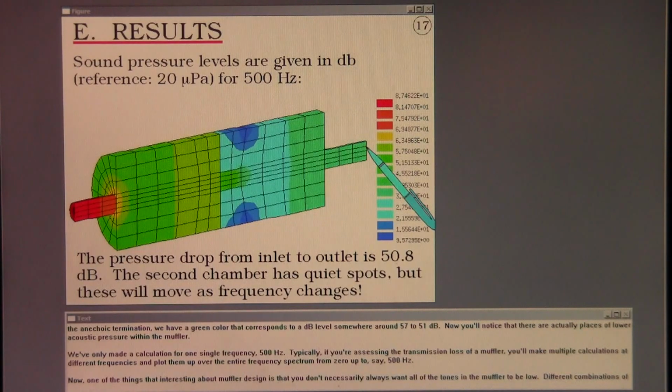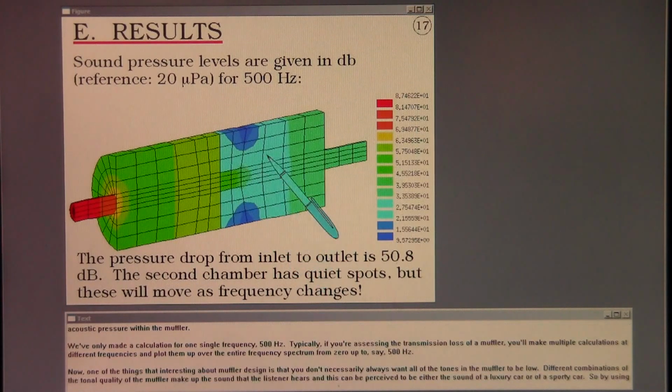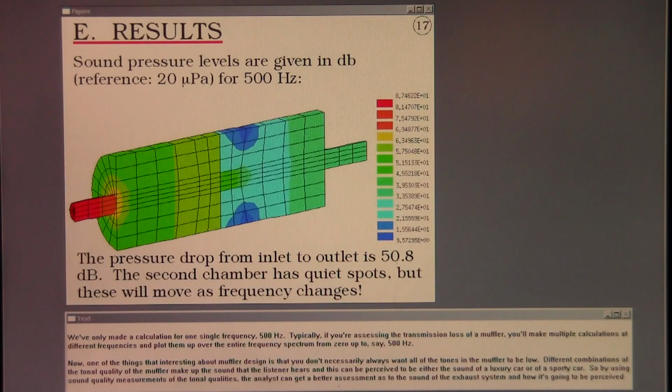Now you notice that there are actually places of lower acoustic pressure within the muffler. We've only made a calculation for one single frequency, 500 Hertz. Typically, if you're assessing the transmission loss of a muffler, you'll make multiple calculations at different frequencies and plot them up over the entire frequency spectrum from 0 up to, say, 500 Hertz.